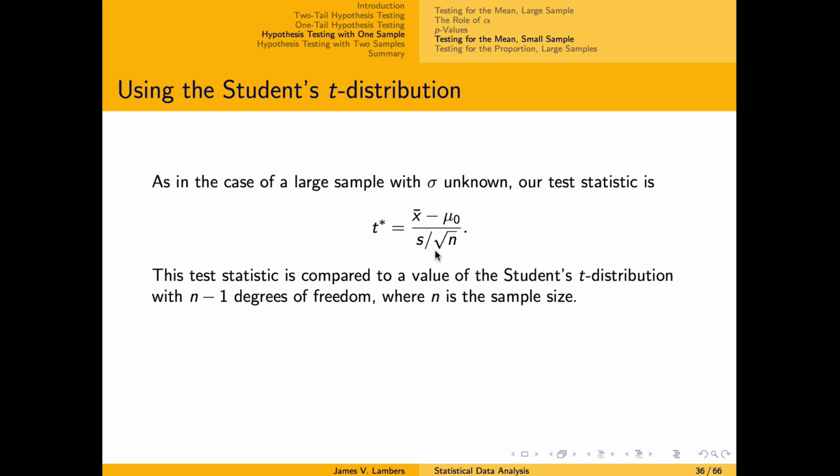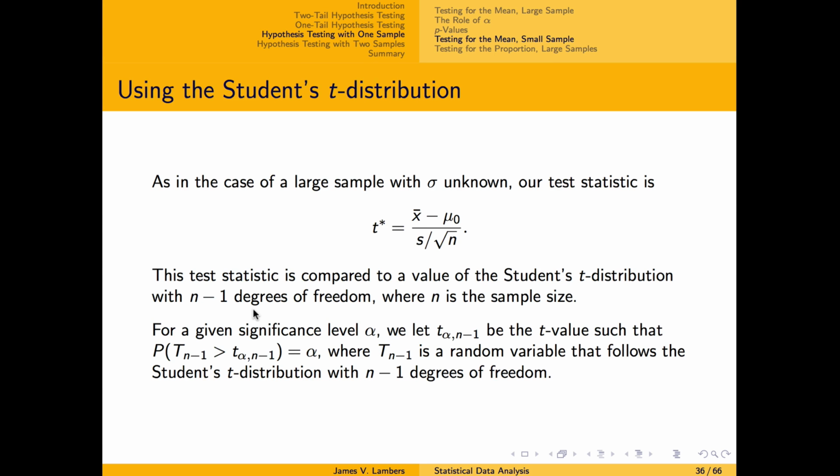Once we have our test statistic, we compare it to the appropriate value of a t-distribution with n-1 degrees of freedom, where as always n is the sample size. Recall from the section on confidence intervals that for a given significance level alpha, t alpha n-1 is a t-value such that the probability that t n-1 is greater than t alpha n-1 is equal to alpha.